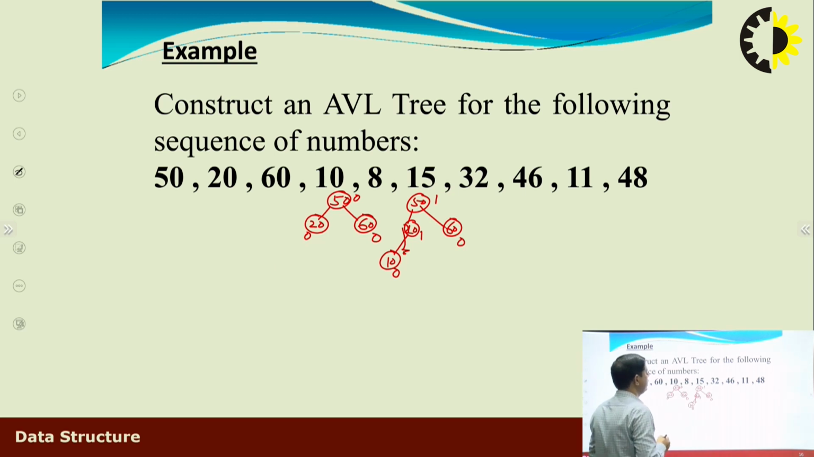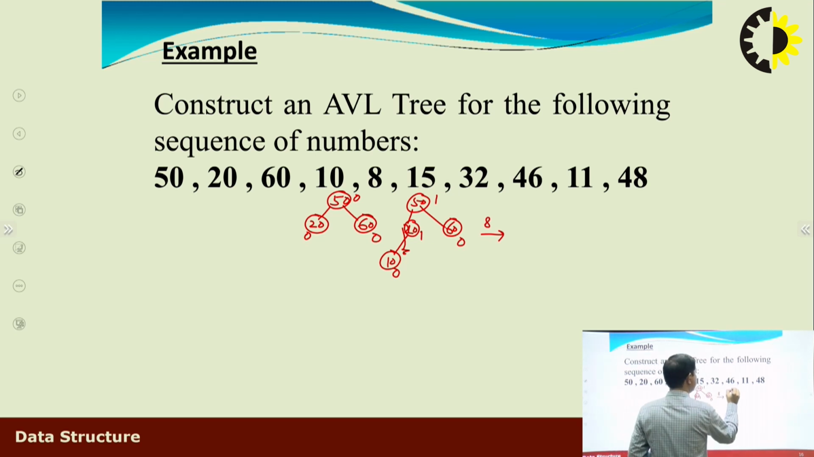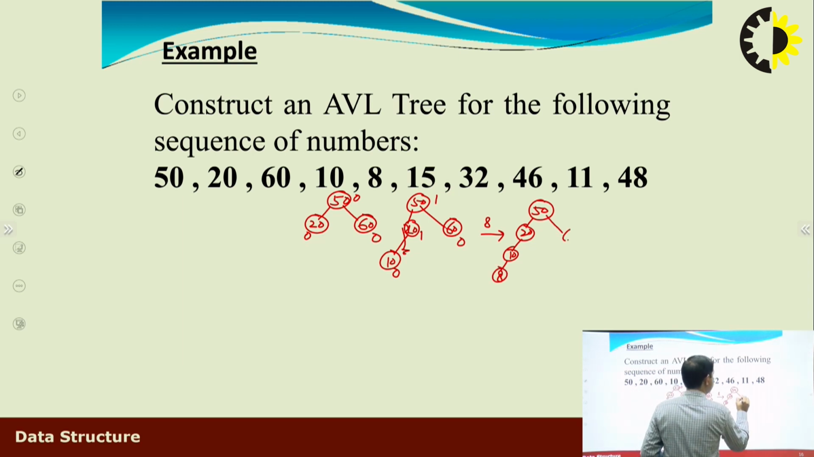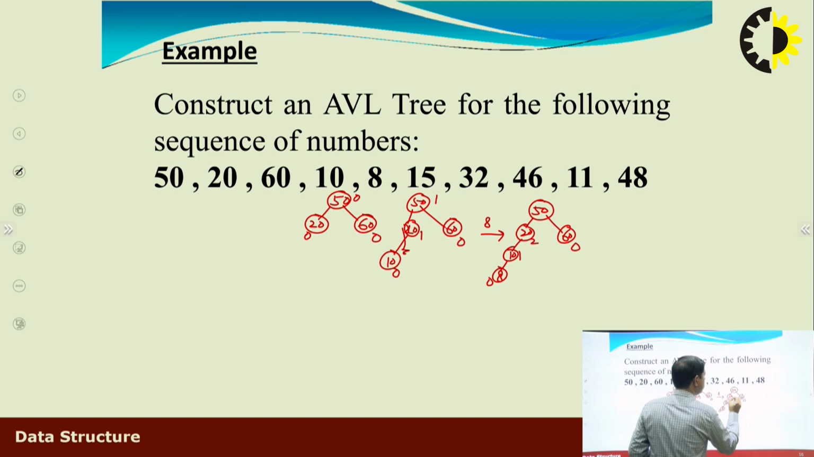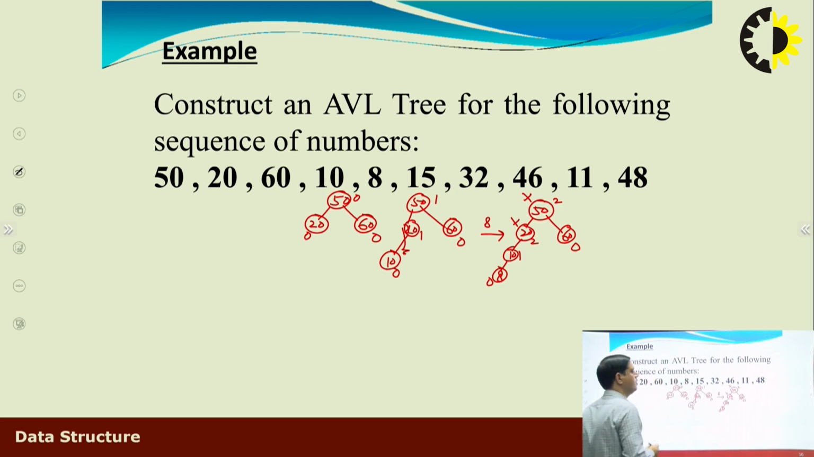After that, we have to insert 8. If we are inserting 8, then the tree will be like this: 50, 20, 10, and 8 will be the left child of 10. Now after inserting 8, we will check the balancing factor. For 8 it is 0. For 10, that is 1 minus 0, 1. For 20, that is 2 minus 0, 2. For 50, that is 3 minus 1, that is 2. That means the tree is unbalanced at node number 20 as well as node number 50.